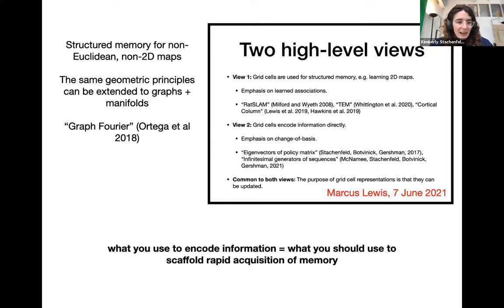So I think this is most succinctly summarized as: what you use to encode information is possibly what you should use to scaffold the rapid acquisition of memory. Whatever's representing the underlying structure of your environment is capturing all the statistics you already know and want to take for granted and don't want to relearn. So rapid memory is all about not relearning things you already know. And so this is the main idea.